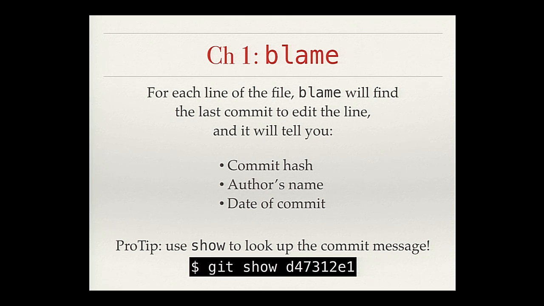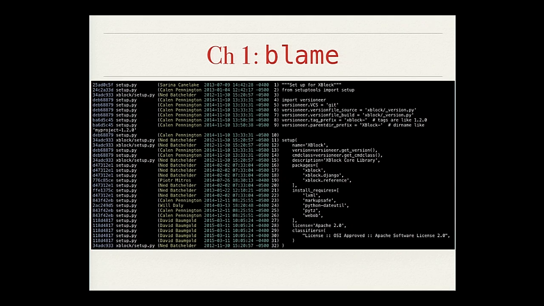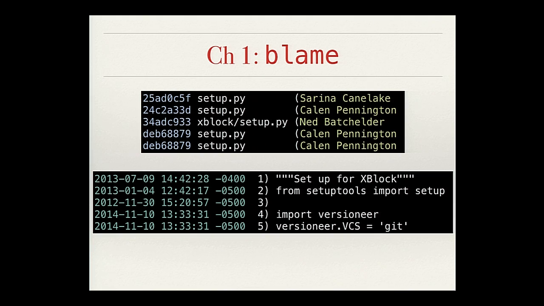So the output of blame is a little bit overwhelming, and you don't have to understand everything about how this works. I just want to show you the structure of this. So here's the first 5 lines that I've broken up for clarity. You can see the first section is the commit hash as a shortened version, followed by the name of the file, followed by the person who committed it, and then you can see the date, the line number, and the actual contents of the file.